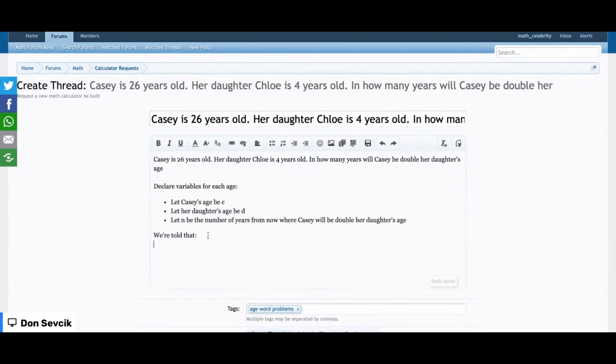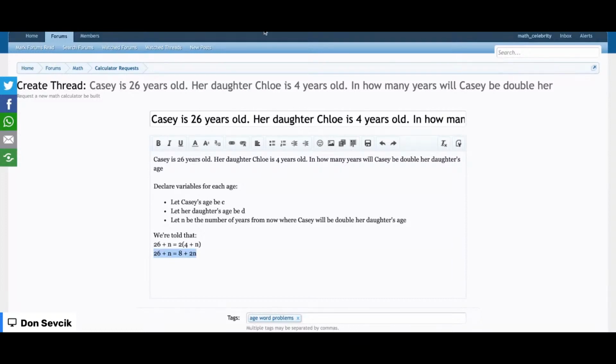We're told that Casey's 26 now. We add N years. We want to know when she's twice her daughter's age in N years. We don't know N. So twice means we multiply by 2. So in N years, when is Casey going to be twice her daughter's age? So we multiply through plus 2N.